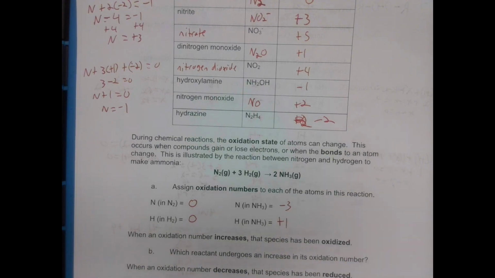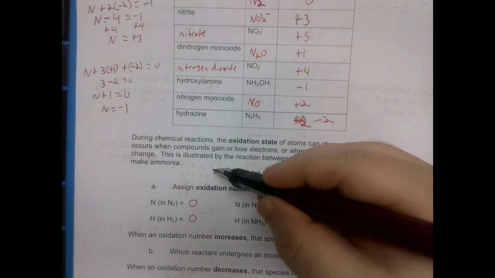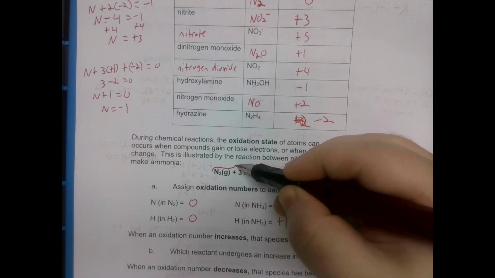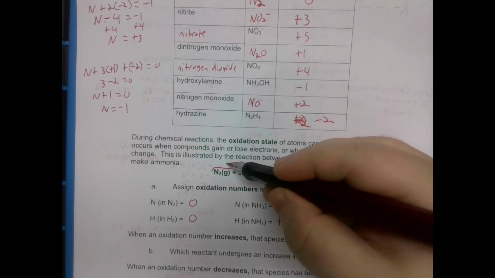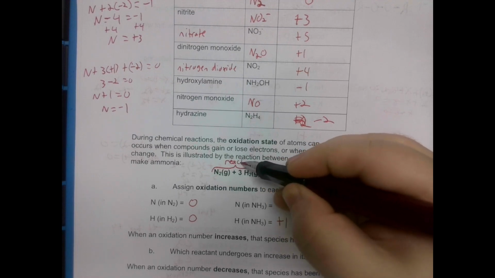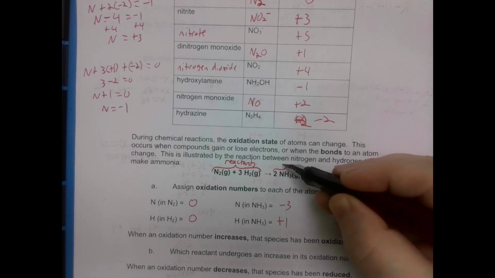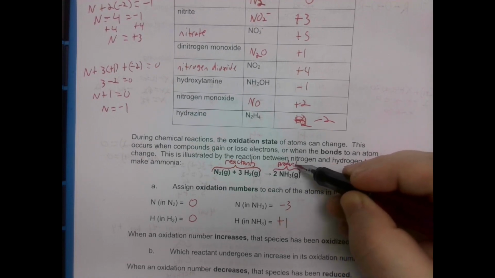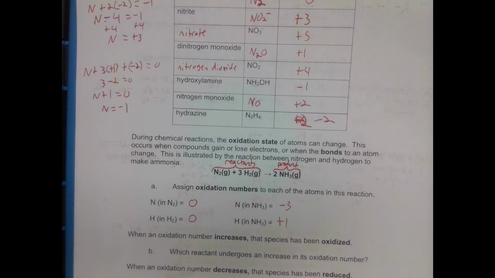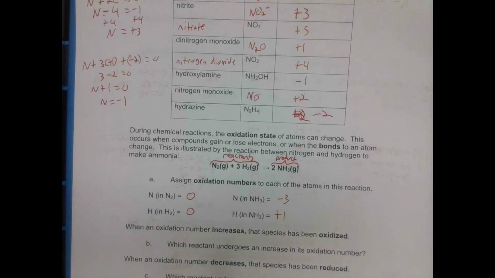So when the oxidation number increases, it's being oxidized. So what reactant undergoes an increase in oxidation number? By the way, on the left-hand side of an equation, it is called reactants. Each of these are called a reactant. On the right-hand side is called the products. So it's asking which of these two on the left-hand side is being oxidized or increasing in oxidation number.